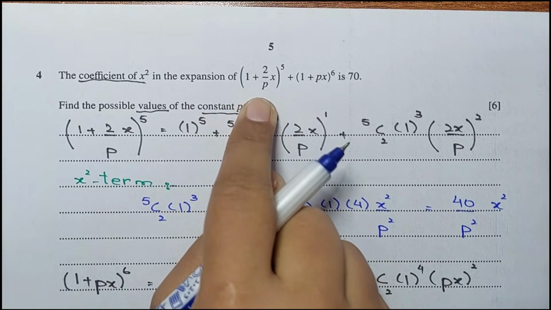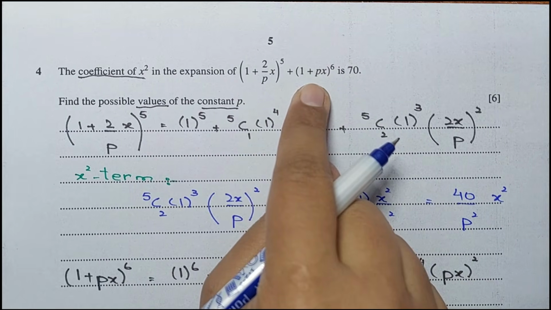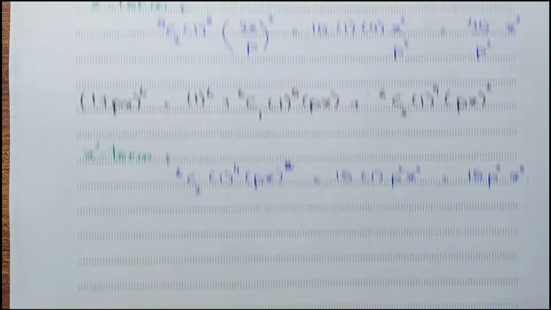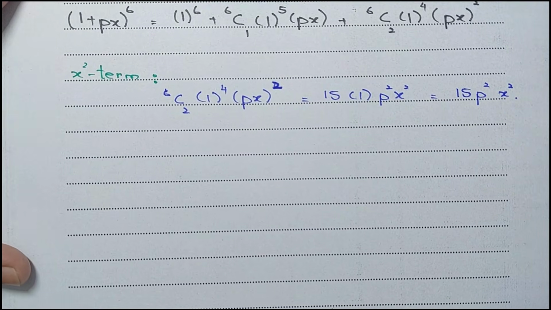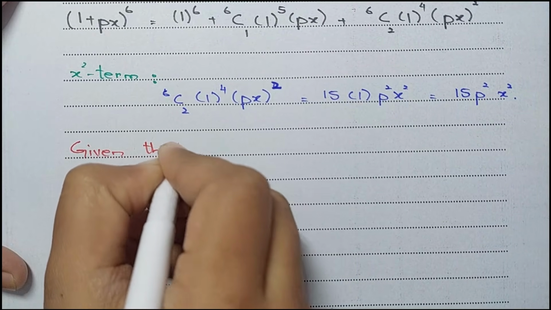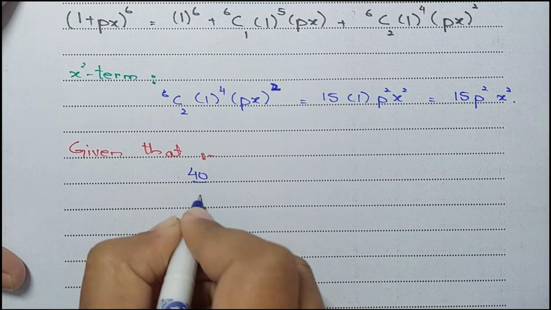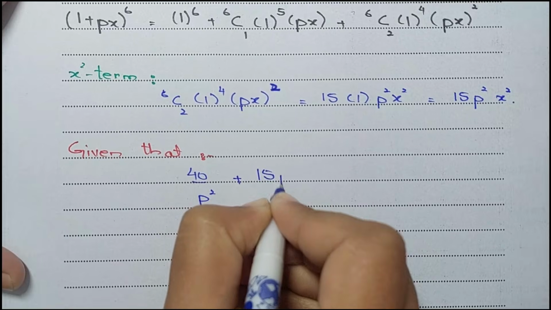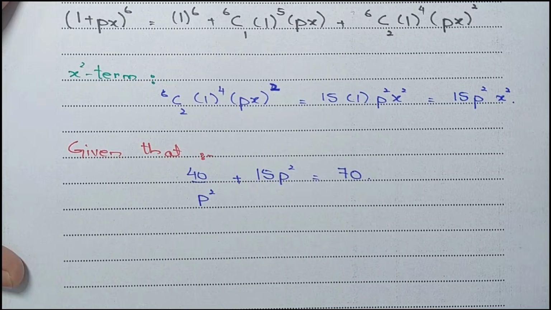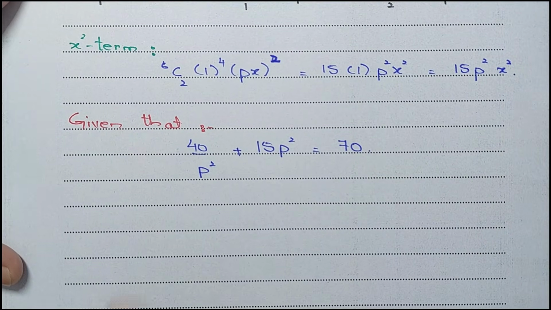Now we have the coefficient of x square for this expansion, which is 40 over p square, and the coefficient of x square for this expansion, which is 15p square. Add them up and this should be equal to 70, right? So we have given that the sum of their x square coefficients, 40 over p square plus 15p square, should be equal to 70. Now we just need to solve for the values of p. Right? Yeah, it must be more than one value.